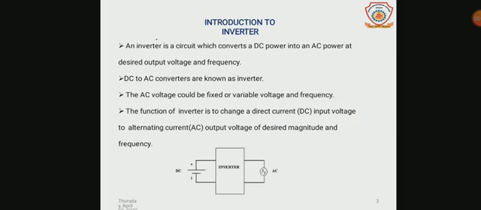Introduction to inverter. An inverter is a device which converts a DC input supply voltage into symmetric AC voltage of desired magnitude and frequency at the output side. It is also known as DC to AC converter. Here, this is the basic or general block diagram of inverter where we have an input in the form of DC and we get the output in the form of AC.